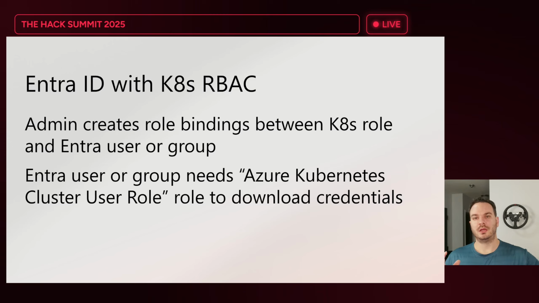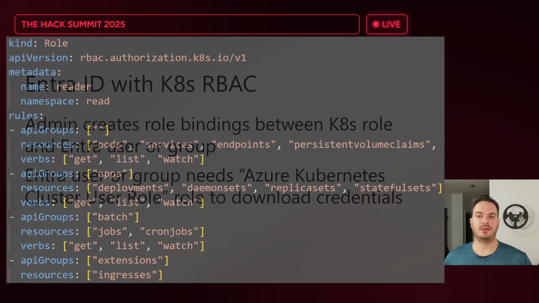So once they have the credentials, they can try to execute kubectl commands, and while they do this, Kubernetes will check what permissions they have. And to do this, we can either use built-in roles. For example, AKS has a lot of built-in roles such as admin or viewer, but we can also define our own roles.